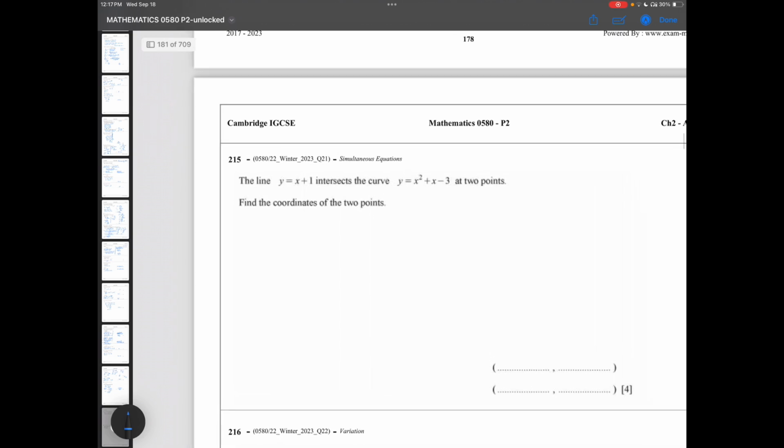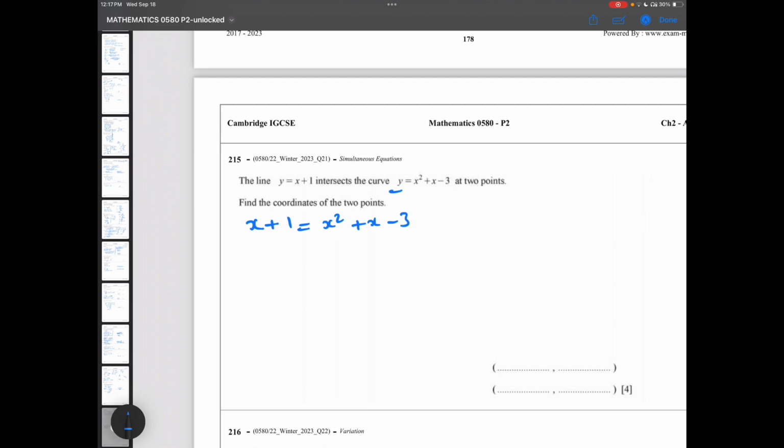Now in question number 215, it says the line y is equal to x plus 1 intersects the curve y is equal to x squared plus x minus 3 at 2 points. We have to find the coordinates of the 2 points. So the equation of the line says y is x plus 1, I'm going to put this in place of this y. In place of this y, I will place x plus 1 is equal to x square plus x minus 3.